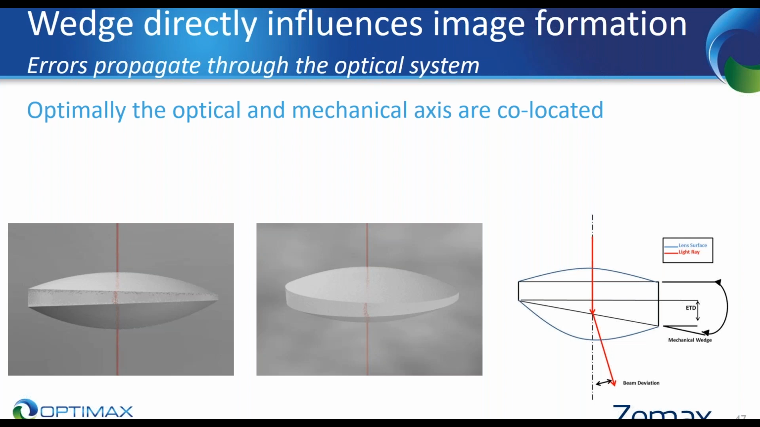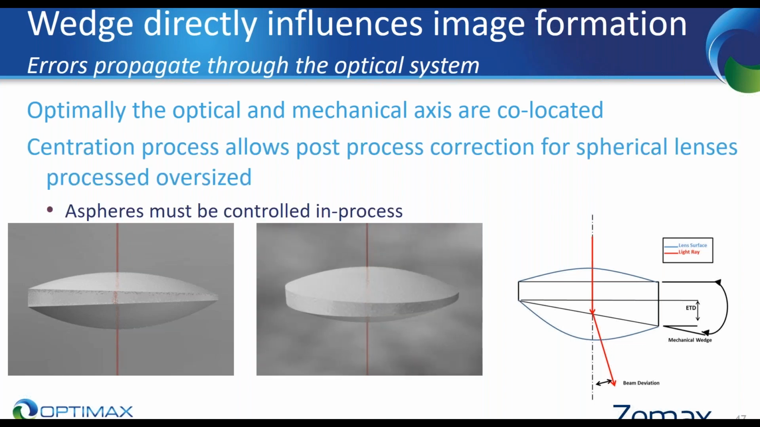The description of edge thickness difference is the difference between your edge thickness at your maximum point and your edge thickness at your minimum point. So that is an optic that has wedge. For a spherical optic, one nice thing about a spherical surface is that you can do a post-process called centering or centration to correct for this in spherical optics that have been processed oversized.